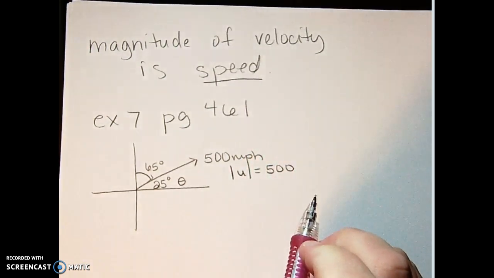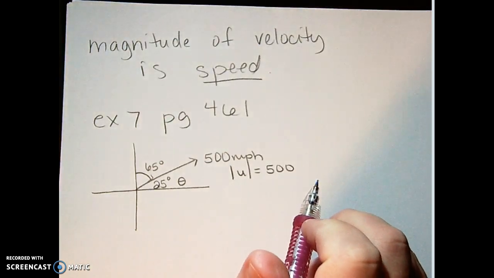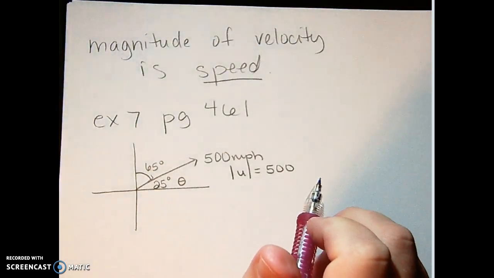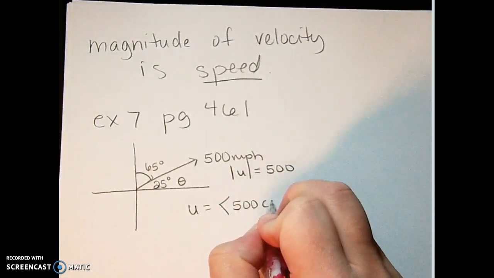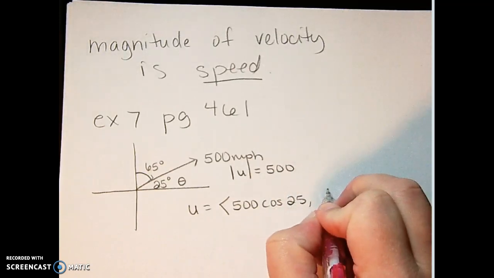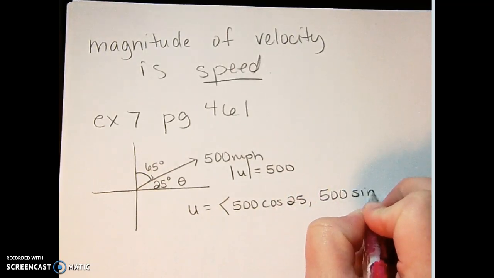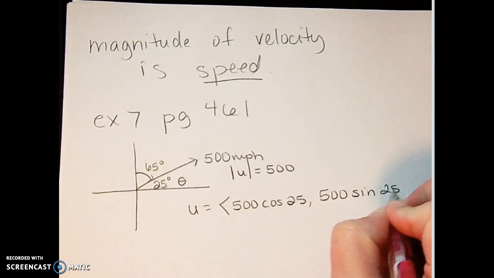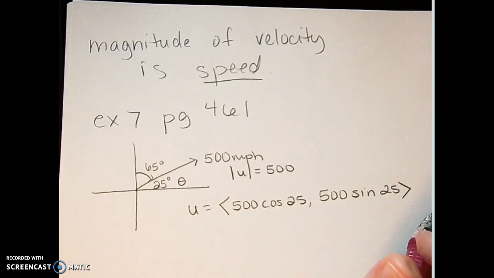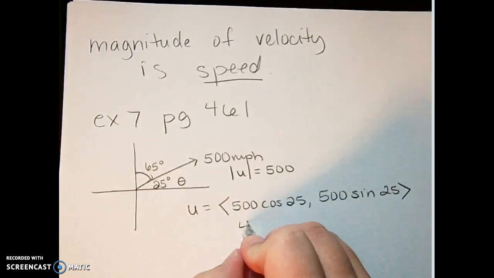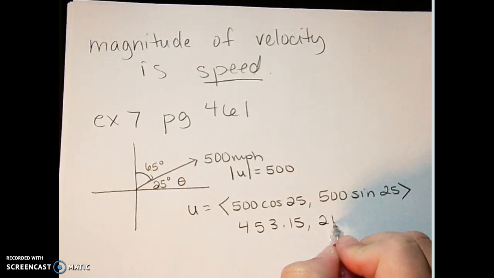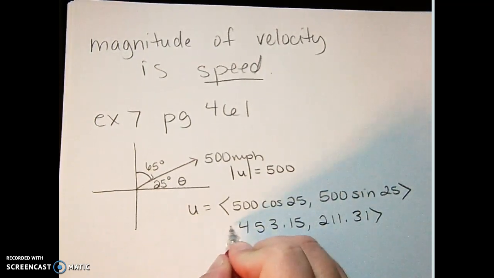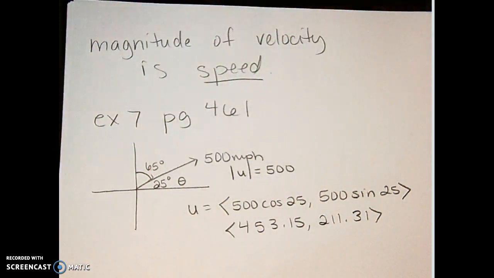So then all we have to do is plug into our formula to find our vector. U is going to be 500 cosine of 25, 500 sine of 25, which is 453.15, 211.31. Okay, so again, speed is your magnitude and use that bearing angle.